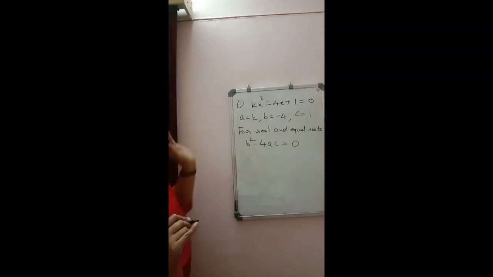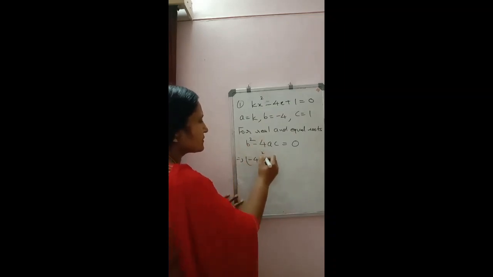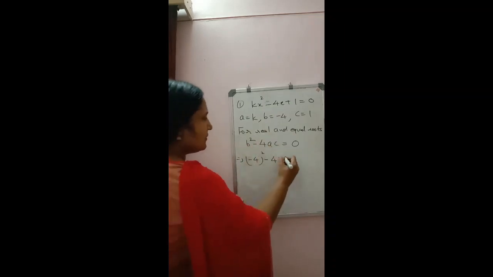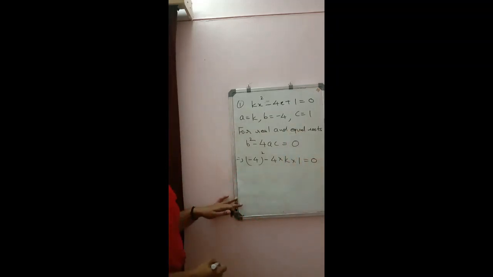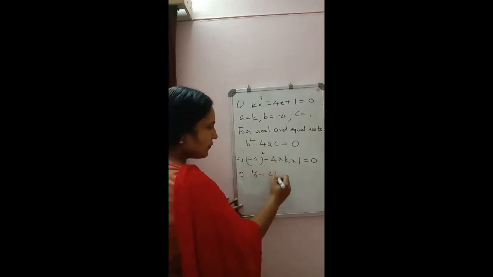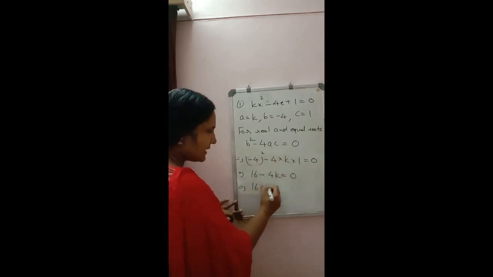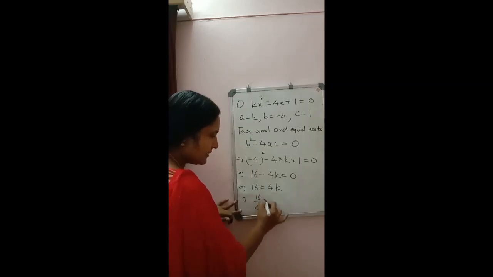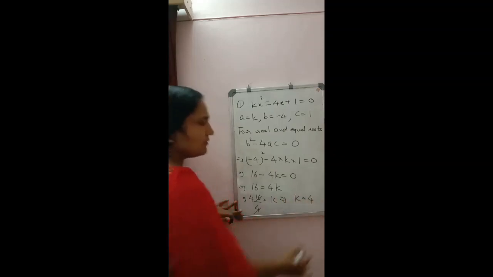Now what we have to do, we will substitute the value there. So B square, so that will be equal to minus 4 square minus 4 into, in place of A we have K and in place of C we have 1, equal to 0. Now we will find out what will be the value of K. Minus 4 square will be equal to 16 minus 4K is equal to 0. 4K we can shift to right hand side, then we will get 16 is equal to 4K or K is equal to 16 divided by 4. Simplify it, then we will get K is equal to 4.